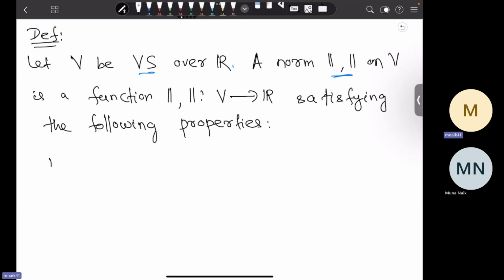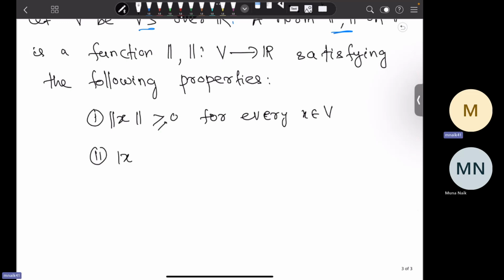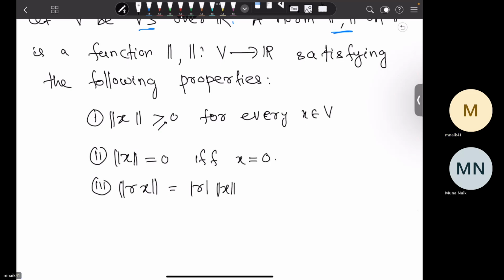So what is property one? Property one says that norm of x is greater than or equal to 0 for every x belonging to B. The second property is norm of x is equal to 0 if and only if x is equal to 0. The third thing is norm of Rx is equal to modulus of R times norm of x. The fourth property is norm of x plus y is less than or equal to norm x plus norm y.